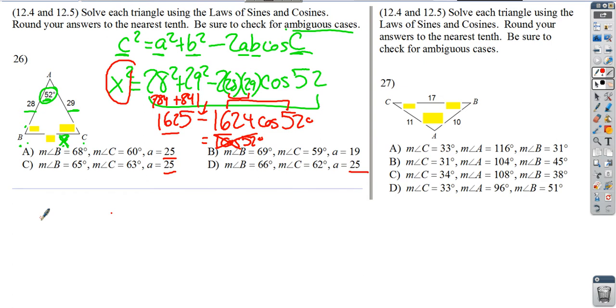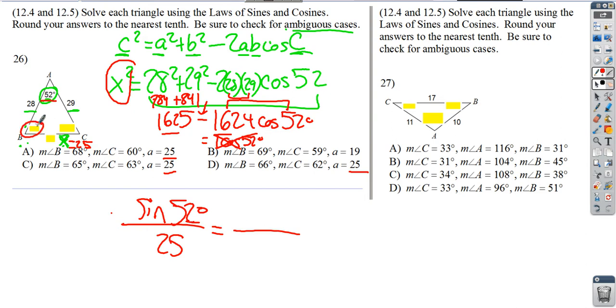Now here's the nice thing. Once we have that third side, we don't have to use the law of cosines anymore. Now we can use the law of sines, so at the very least this helps us narrow these things down. So that's 25. We'll say the sine of this angle over its side, sine of 52 over 25, is equal to the sine of any other angle. Let's take this one, the sine of B over its side, which is 29. Now we can cross multiply like we've been doing before.